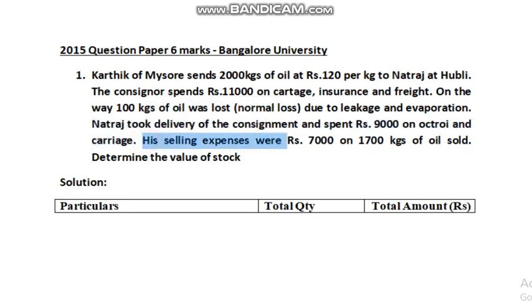Then his selling expenses were rupees 7,000. Selling expenses are not non-recurring expenses. These expenses are incurred after the goods reach the place of consignee, so that's why they should not be taken. These expenses are not incurred on road. And 1,700 kg of oil was sold. This is the information regarding sales. Now determine the value of closing stock. So let's move on to the solution. Make 3 columns. First column for particulars, second column for total quantity, and third one for total amount.